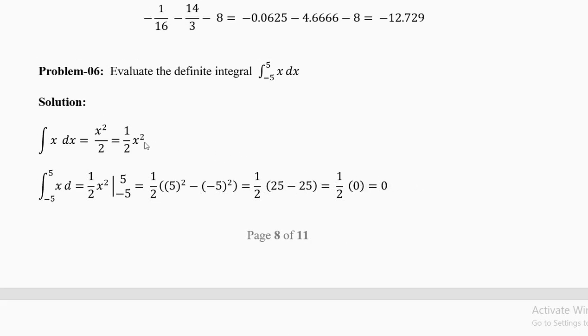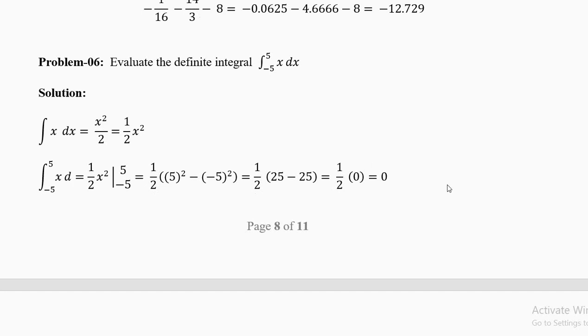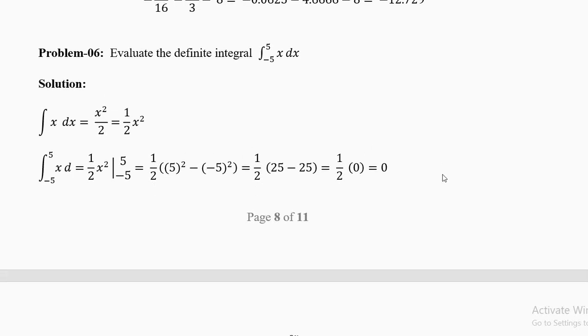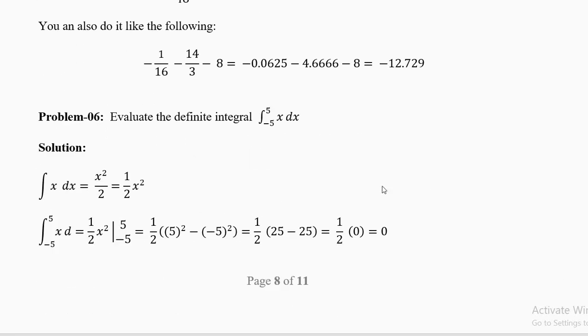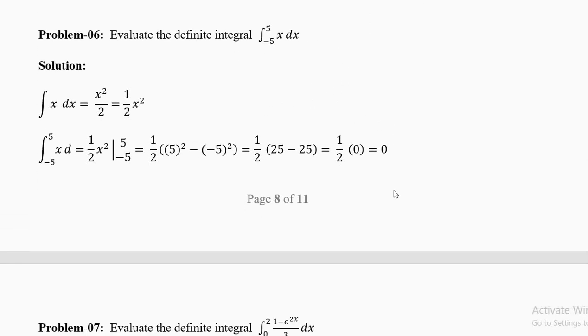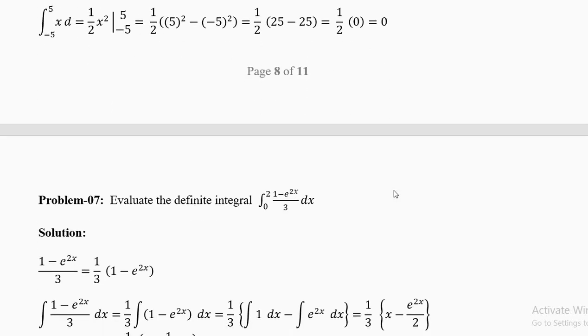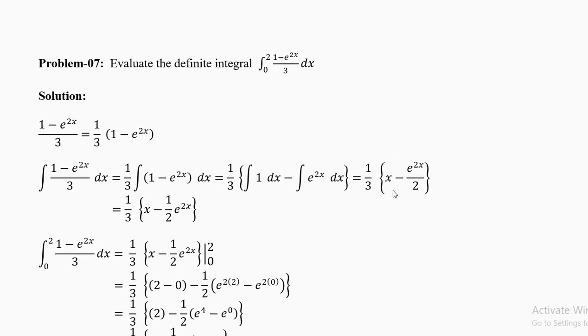Look, x is an odd function and you're doing from minus 5 to plus 5. It will become 0. Those who remember odd and even functions can do these integrations faster than others. Otherwise, if you are not sure about the odd even part, just do the full question and spend 3 minutes on it. Now, problem number 7.